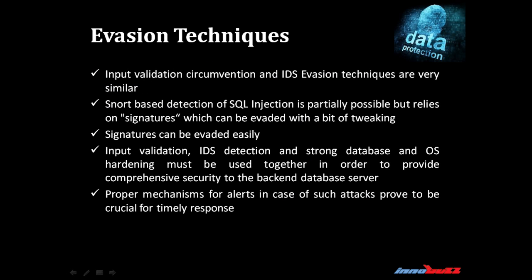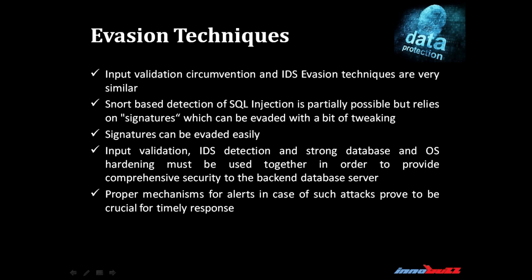In this slide, we shall understand what evasion techniques can be applied. Both IDS and input validation circumvention are very similar. Snort-based detection of SQL injection is partially possible but relies on signatures, which can be evaded with a bit of tweaking. We will use different techniques to change the expected input and bypass the signatures completely.